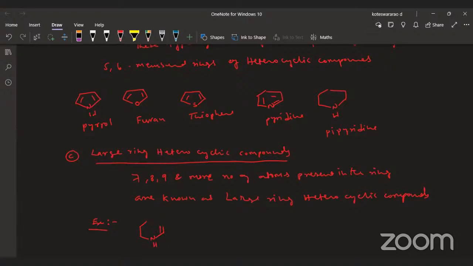This is the actual bond. Azepine, oxepine. Here in the nomenclature, the last E may be dropped.